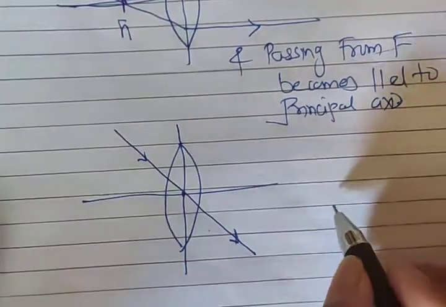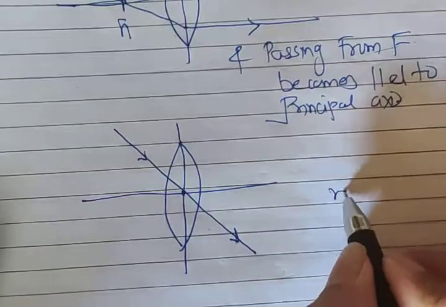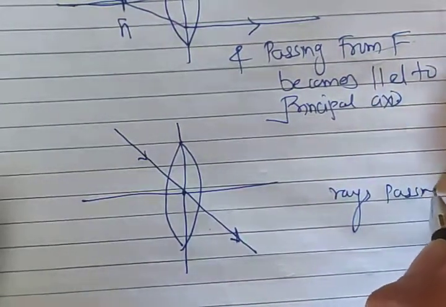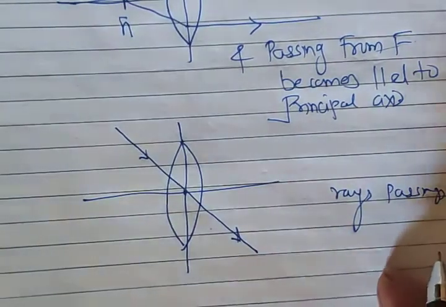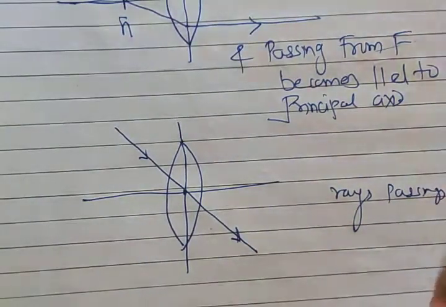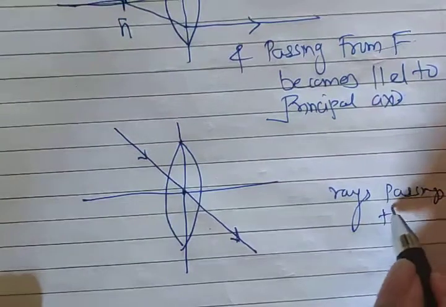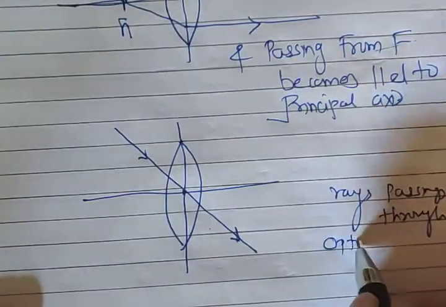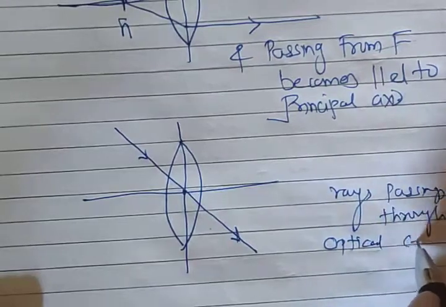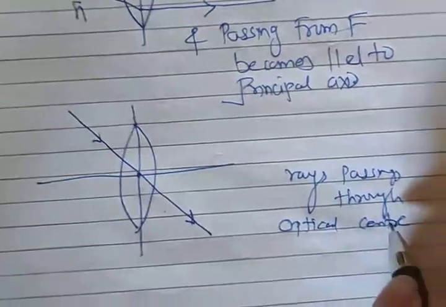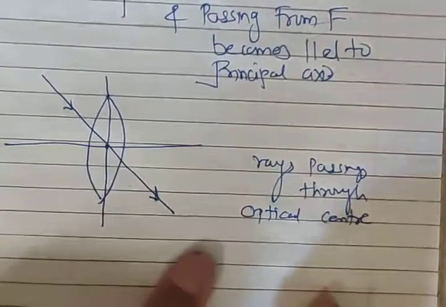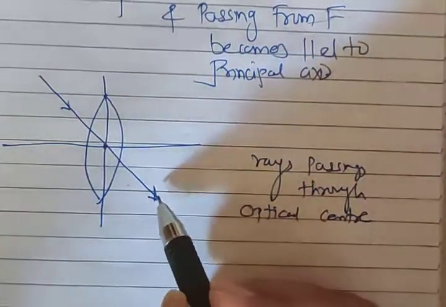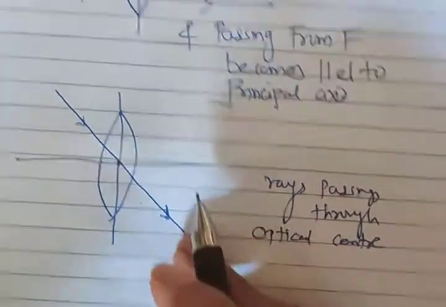Based on this, rays passing through the optical center of a lens will emerge without any deviation. So here the ray is not taking any turn.